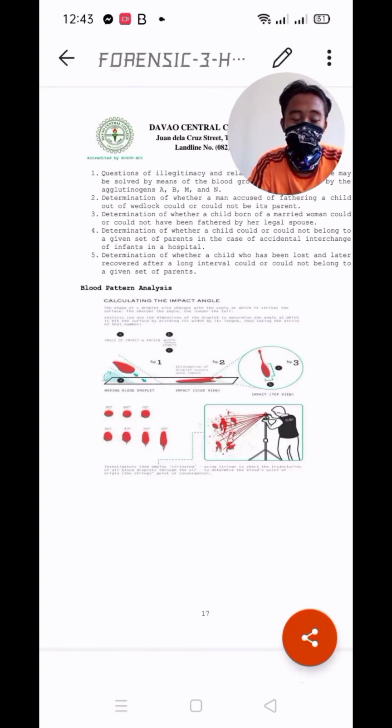So sa blood pattern analysis, short na siya nga BPA. So sila ang nag-aaral o nagsusuri ng mga blood stain sa isang krimen, ang nagsusuri sa mga blood stain para sa layunin ng pagguhit ng konklusyon tungkol sa kalikasan, tiempo o at iba pang mga detalye ng krimen.